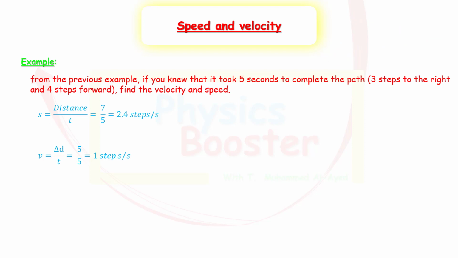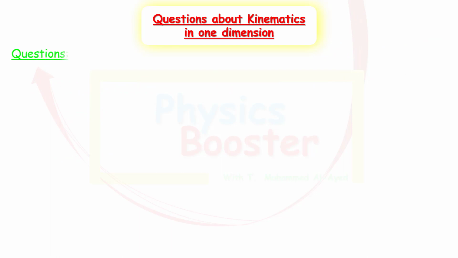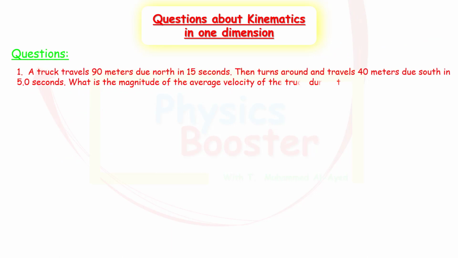Now let's solve some problems so everything can be more clear. The first question says that a truck travels 90 meters due north in 15 seconds, then it turns around and travels 40 meters due south in 5 seconds. What is the magnitude of the average velocity of the truck during the 20-second interval? So let's graph it. It went first of all upwards 90 meters and it took 15 seconds. Then it went back and moved 40 meters and it took 5 seconds.